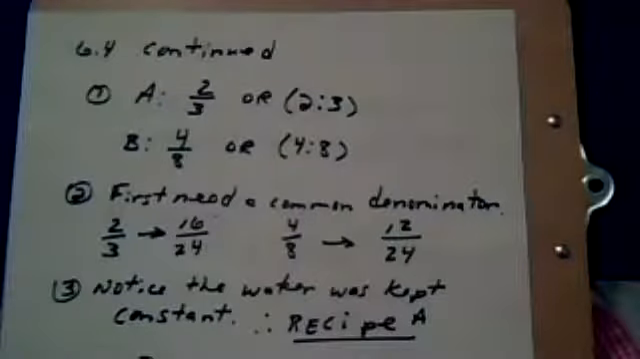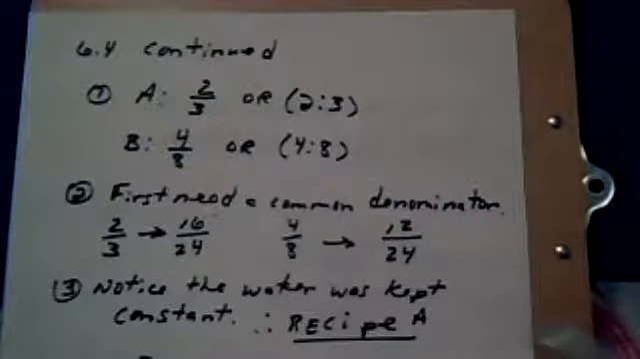Now, both fractions, both ratios, have the same denominator. Notice the water was kept constant. So we didn't change the water part. We just made everything have the same amount of orange. So which one is the more orangey?